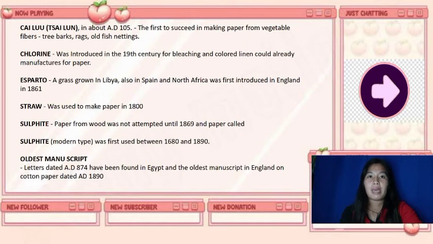Sulfite: paper from wood was not attempted until 1869, and paper called sulfite, or the modern type, was first used between 1880 and 1890. Oldest manuscript: letters dated 875 AD have been found in Egypt, and the oldest manuscript in England on cotton paper is dated 1890 AD.